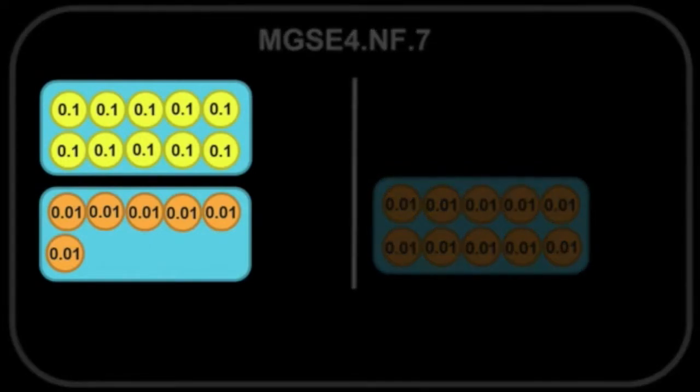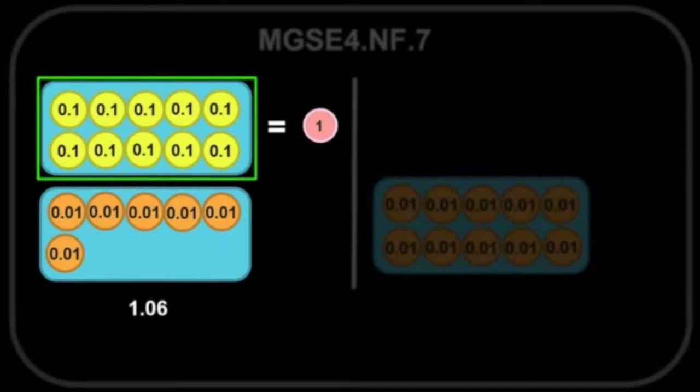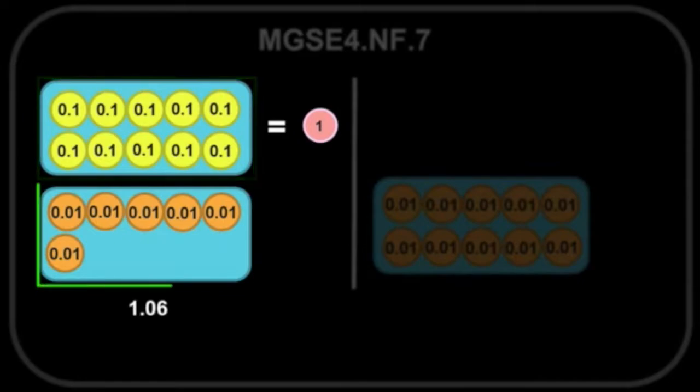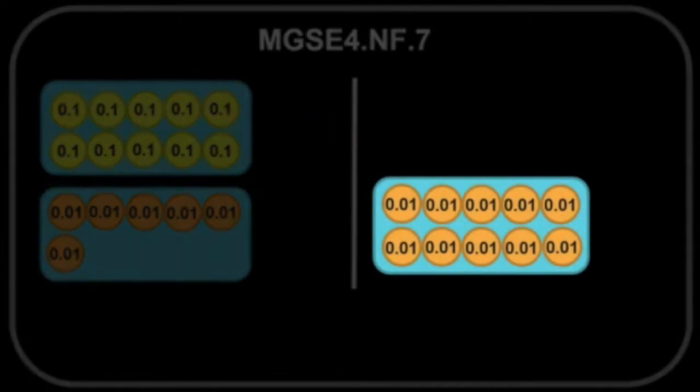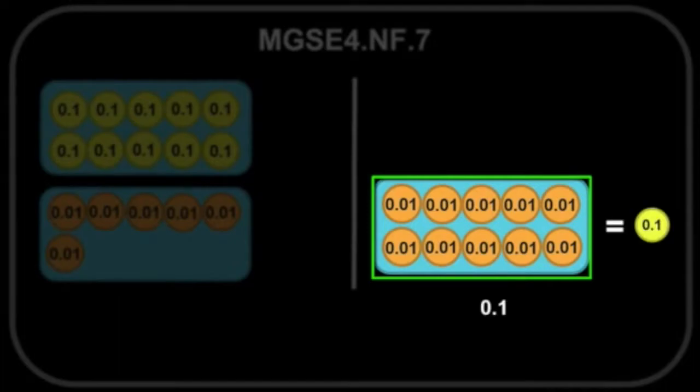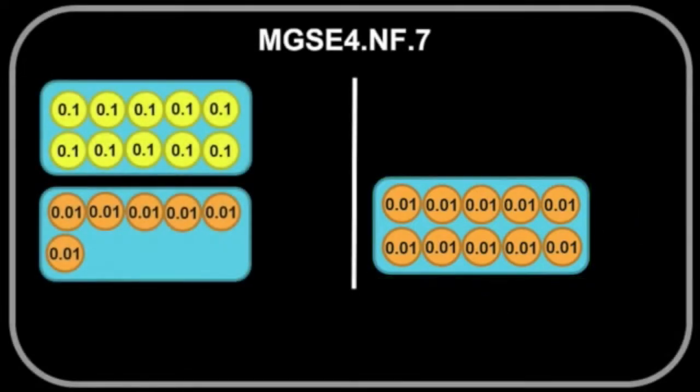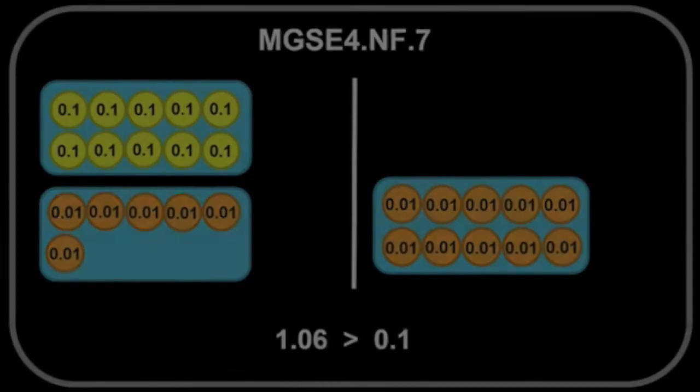On the left, the place value discs represent 1 and 6 hundredths, since 10 1/10 is equal to 1 whole, and 6 times 1 hundredth is equal to 6 hundredths. On the right, the place value discs show 10 100ths, which is equal to 1 tenth. By looking at the models, students can conclude that 1 and 6 hundredths is greater than 1 tenth.